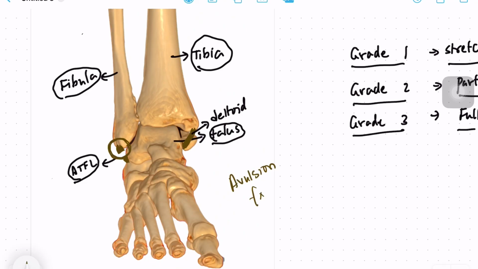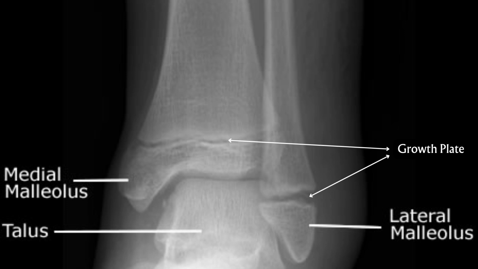So what is a growth plate? Let's go back to the whiteboard here. A growth plate is basically a soft part in the bone. There is one growth plate in the tibia, and one growth plate on the fibula. So this is where the growth happens. These are soft bones where there are a lot of cells that produce more bone, whereby one can increase their height.